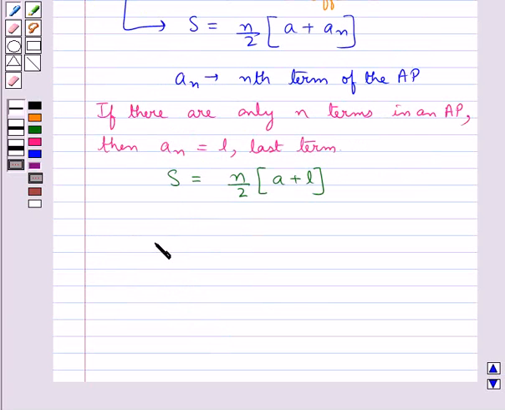This completes the session. Hope you have understood the concept of arithmetic progression, how we find the nth term of an AP, and how we find the sum of the first n terms of an AP.